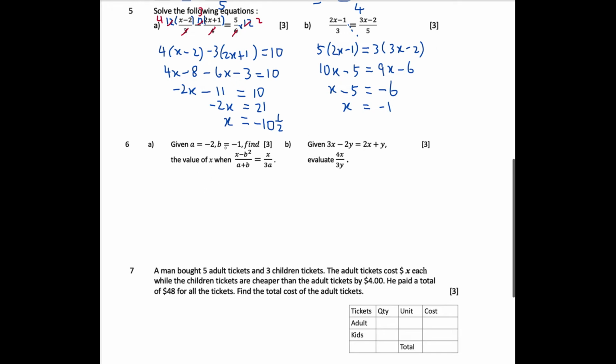The next example is on substitution. We use brackets to substitute values. So here we rewrite it as b is negative 1, so we put b in brackets and square it. Now, this is different from minus 1 square. Minus 1 square will give you negative 1. Negative 1 square, which is negative 1 times negative 1, results in positive 1.